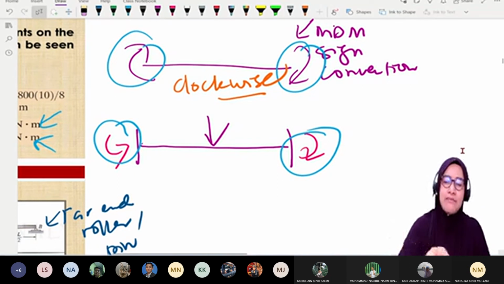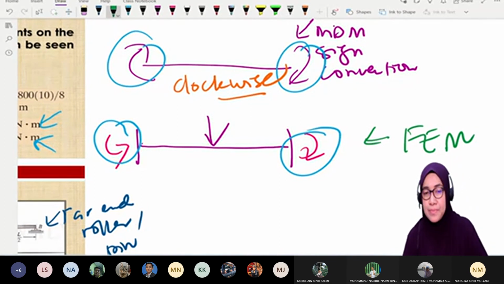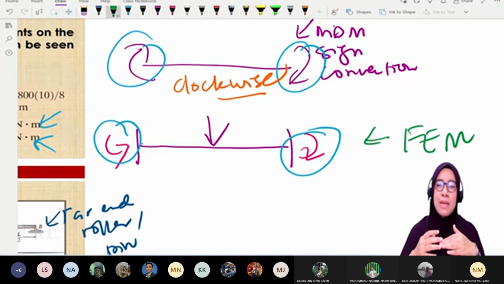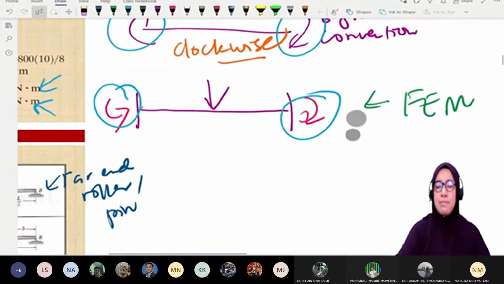Okay, so yang ni fixed end moment. Yang atas, nampak tak? Yang atas tu MDM sign convention. Okay, MDM sign convention. Yang bawah tu fixed end moment. Bila ada loading, okay, beam tu akan bend. Beam tu akan bend, dia jadi bengkok. Okay, bila dia bengkok, macam ni dia bend.